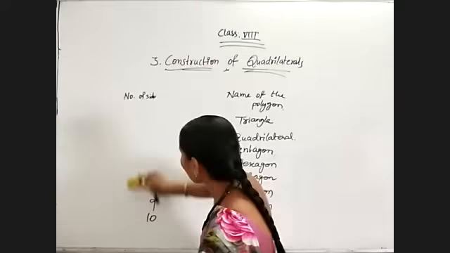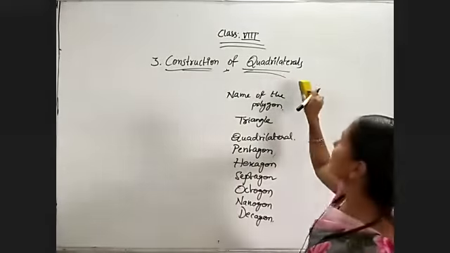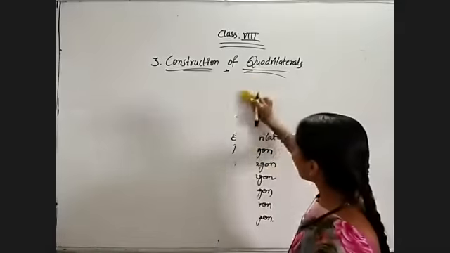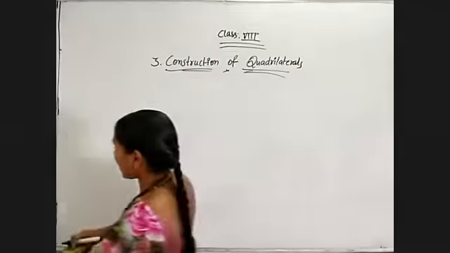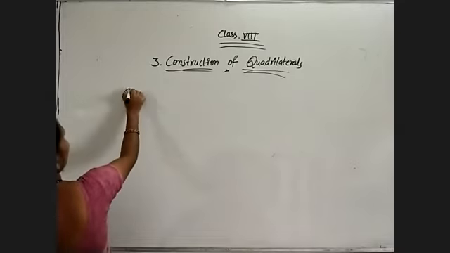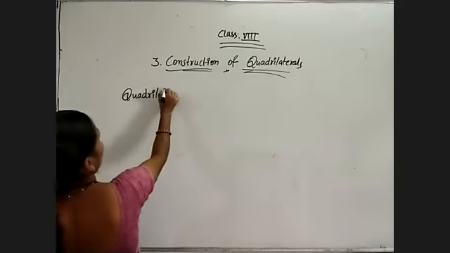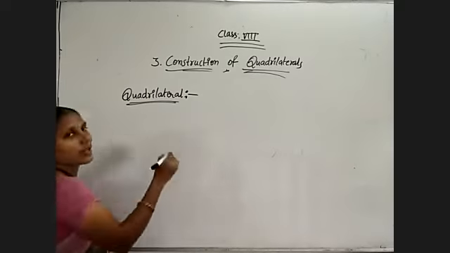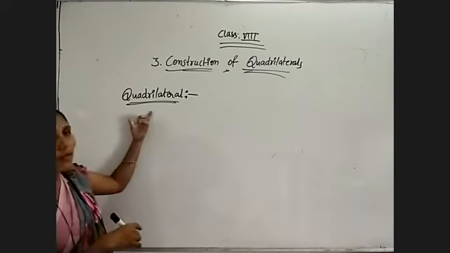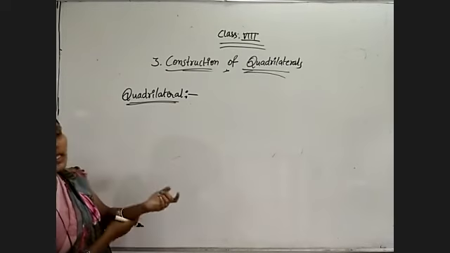Now coming to our chapter name. What is our chapter? Construction of quadrilaterals. About quadrilaterals we are going to learn. So basically I am going to teach what a quadrilateral is. This is our original topic. What is a quadrilateral? As I told you, a quadrilateral is nothing but a closed figure, a polygon having four sides. Yes or no? A polygon with four sides is known as a quadrilateral.